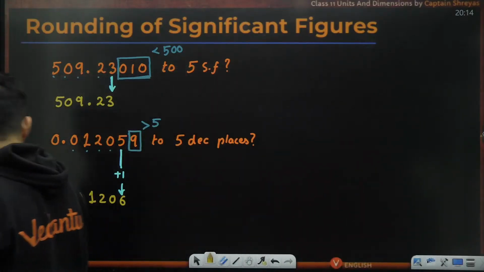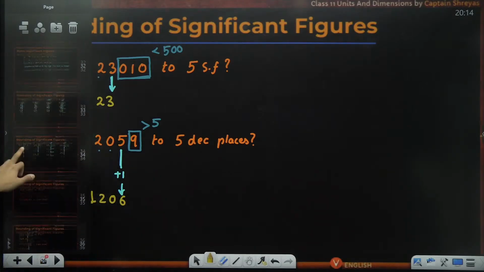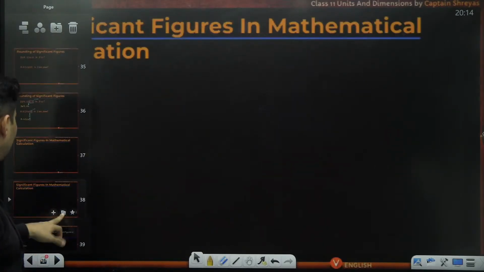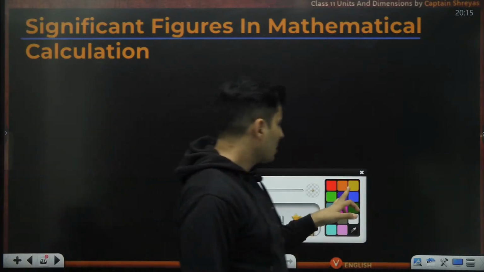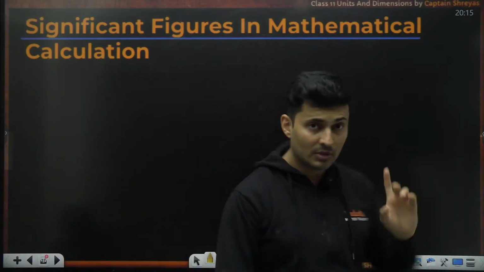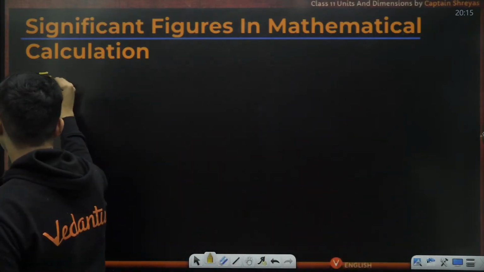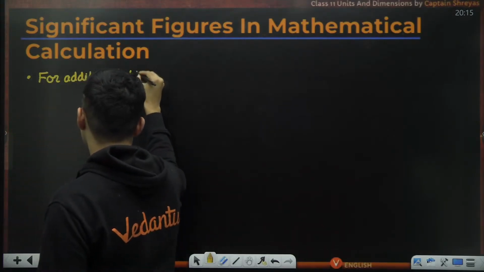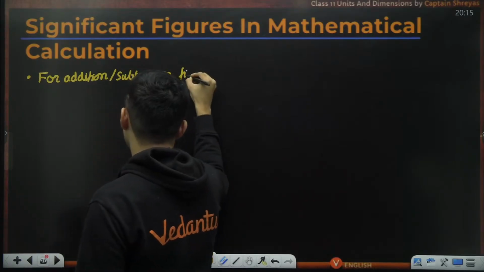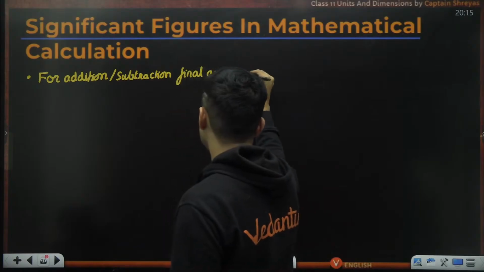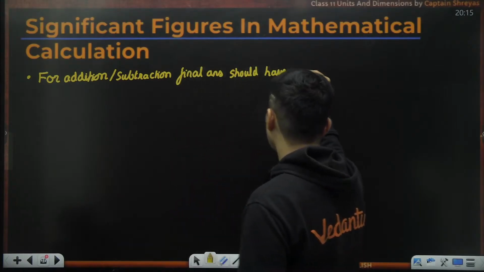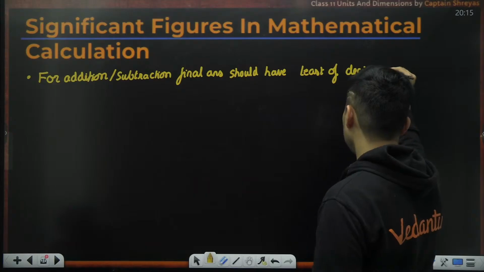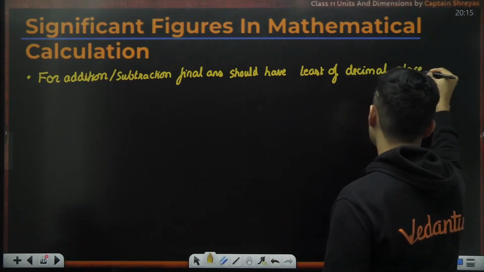Great. Now, why are we learning rounding off and the rules of significant figures? There is a simple reason. Significant figures, when used in mathematical calculations, need to follow certain rules. The rules are as follows. For addition or subtraction, the final answer should have the least of the decimal places.